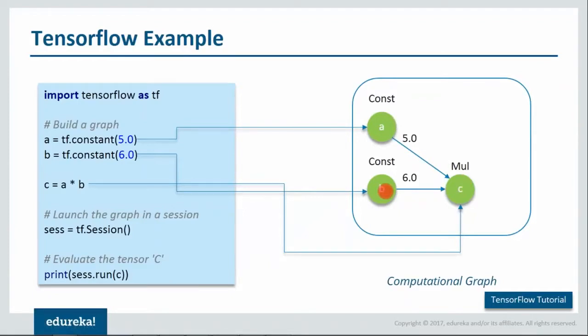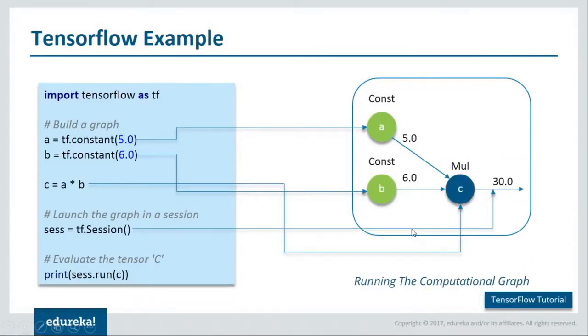Next up we need to run it inside a session. So when we run the session, what will happen? The values that are stored in A and B will be multiplied. So let us see if that happens. Yep. So after running the session, we got the output as 30, which is nothing but the multiplication of A and B. So when you multiply 5 by 6, obviously you will get 30.